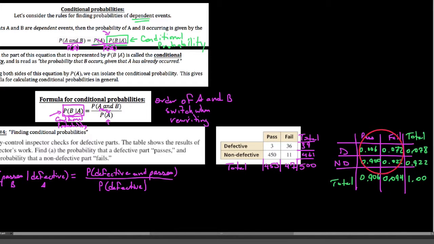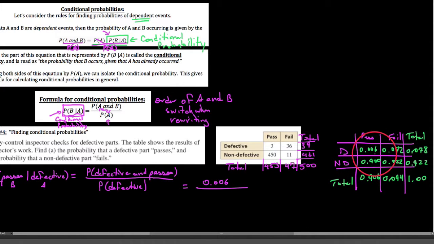So with all these probabilities, essentially what we're going to be doing is this. We're going to say find the probability that it's defective and passes. So when you look for defective and pass, that's this guy right here. We would say that 0.006 would be its probability. So we say 0.006. What we're going to do is divide this by the percentage that are defective.